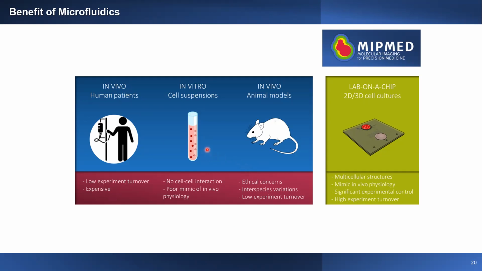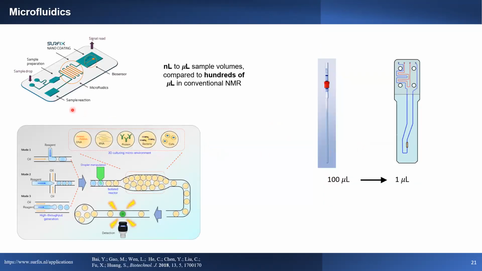And another method would be doing experiments in cell suspensions, but this doesn't necessarily mimic mammalian physiology particularly well. So what we're working on in our group here is lab-on-a-chip devices where we have 2D or 3D cell cultures in microfluidic devices, which in principle are able to mimic in vivo physiology much better. And you gain a lot of experimental control when you have a system like this, much more than if you're using a glass tube full of cells.